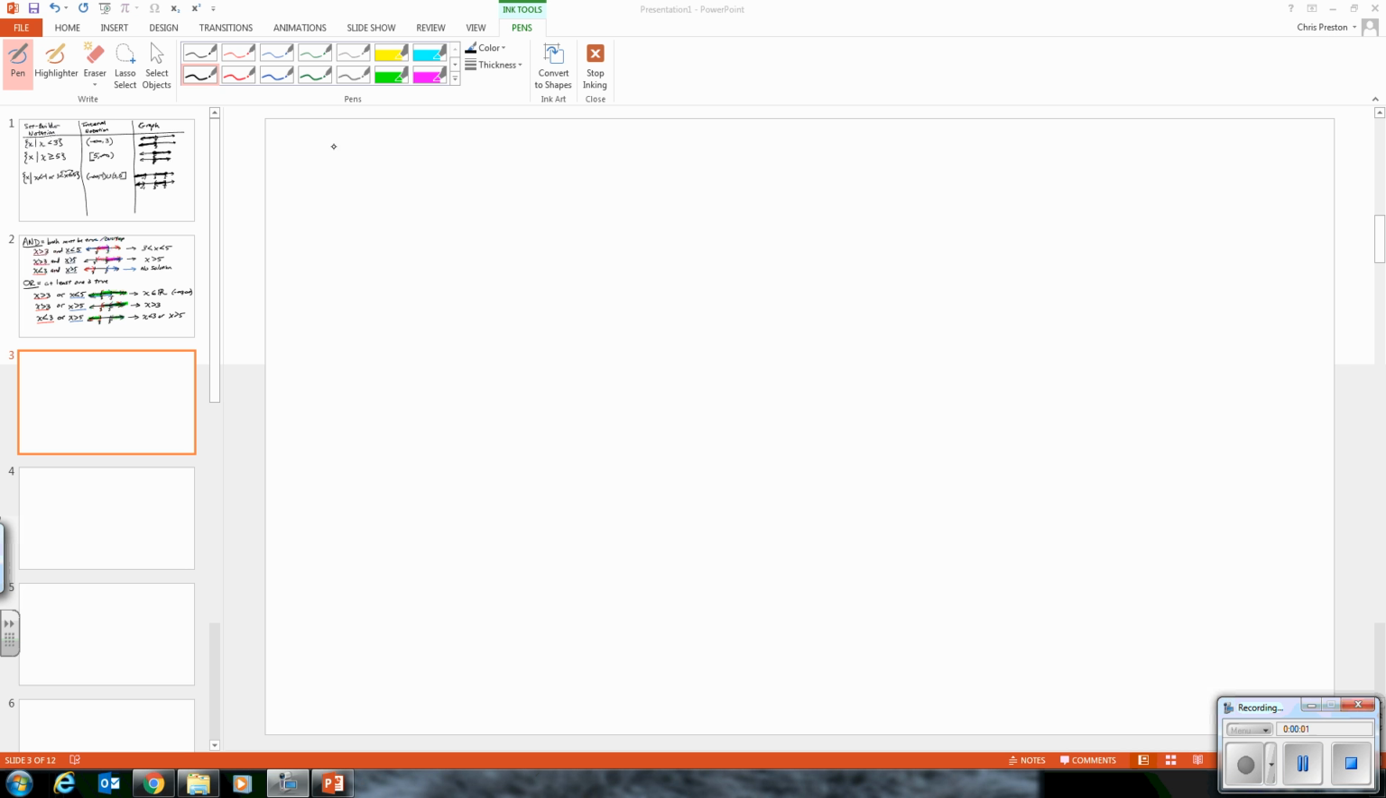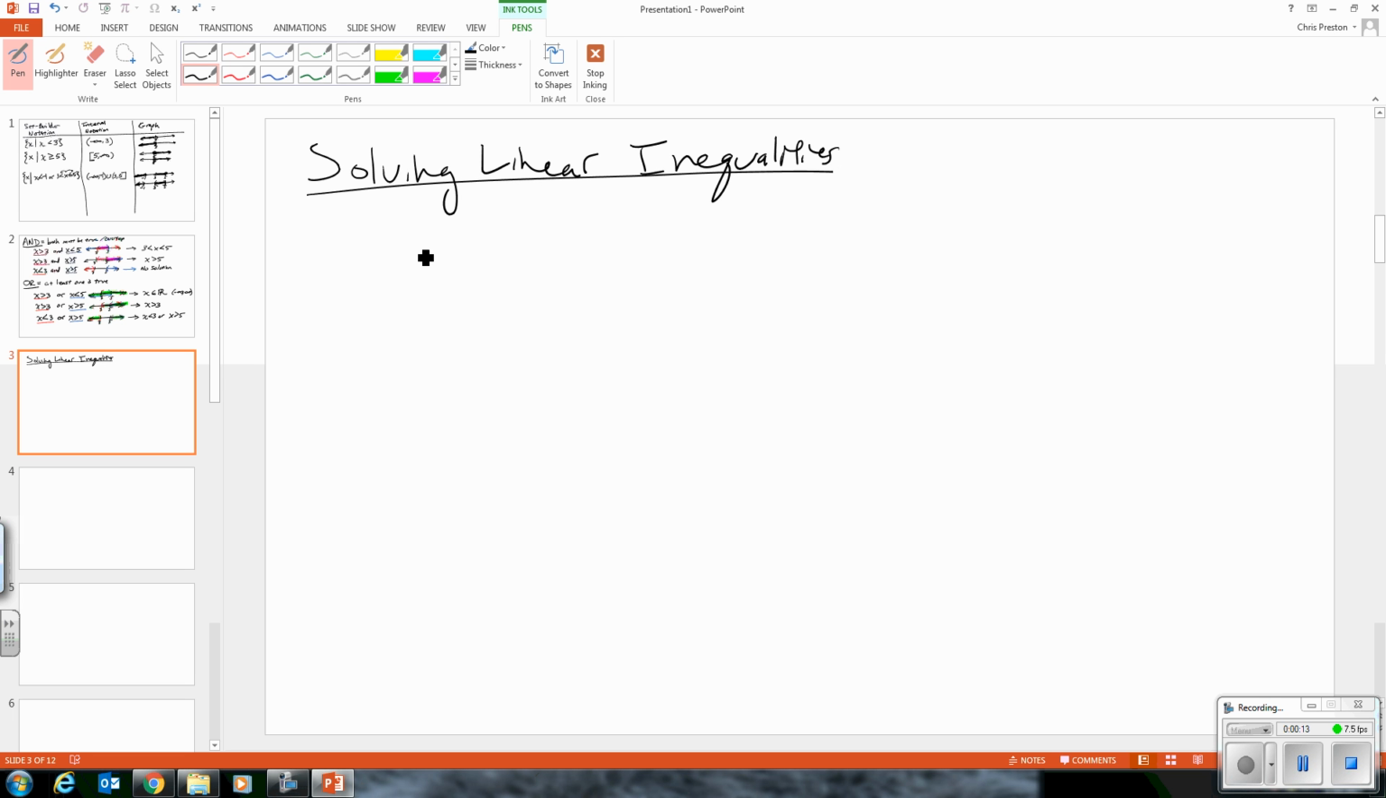So let's look at solving linear inequalities. I want to do a comparison. Let's say we have 1 minus 2x equals 7, and 1 minus 2x is greater than 7. How does solving an inequality compare with solving an equation?